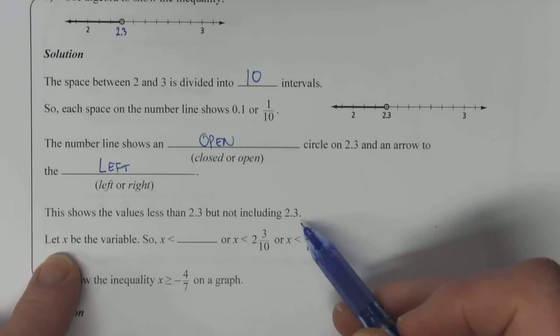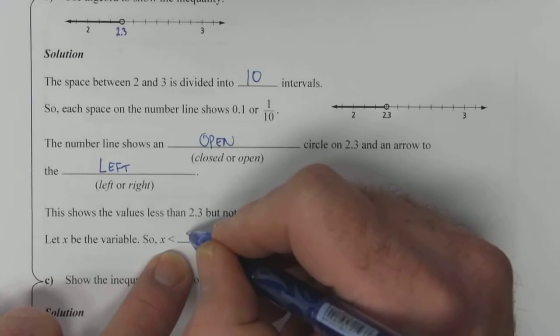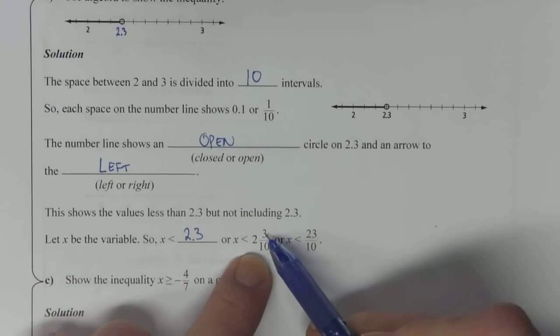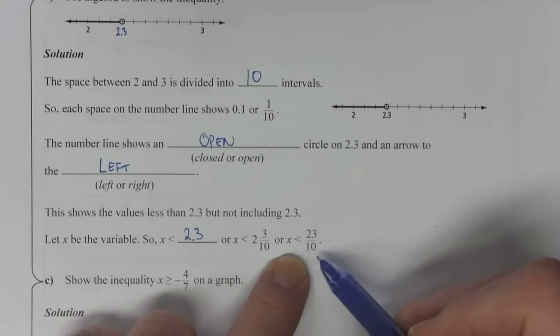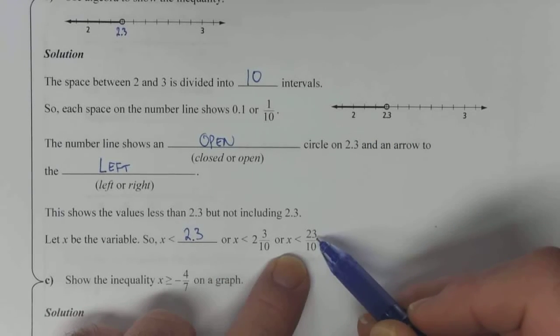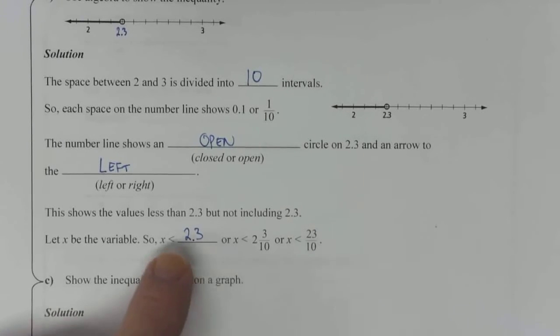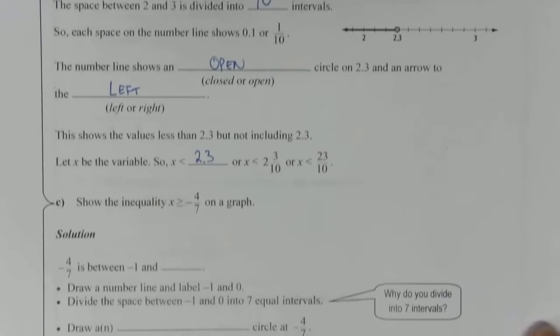So if x is your variable, x is less than 2.3, or x is less than 2 3/10, because we've broken this into tenths. Or you can even say as an improper fraction, x is less than 23/10. That's 3 different ways to represent the same value here. Show the inequality.